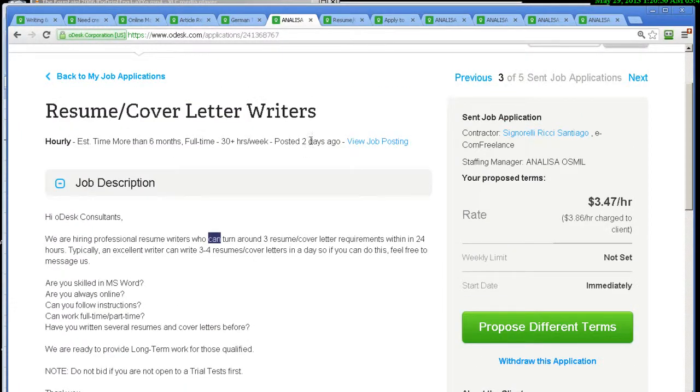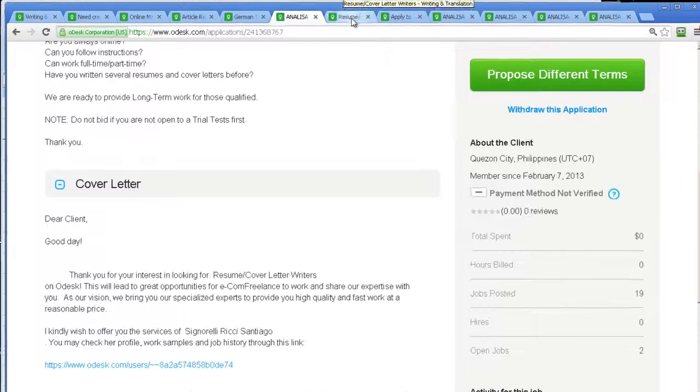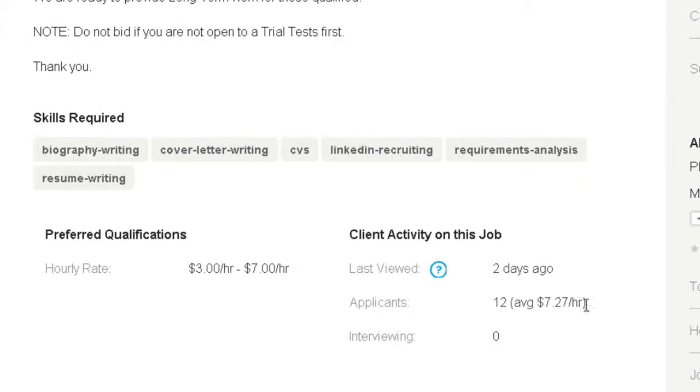And I want to show you an example here. For this particular job, the hourly rate that they are willing to pay is between $3 and $7. And you can see here that the applicants, the average bid for the job is $7.27.